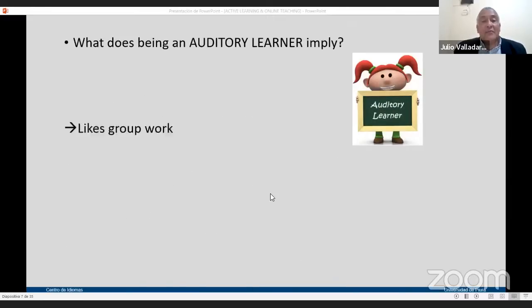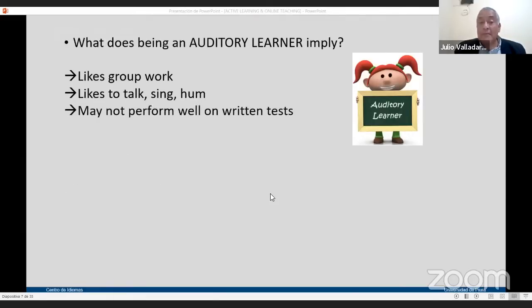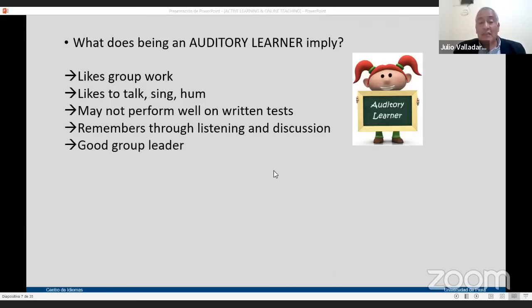Auditory learner: likes group work, likes to sing, talk, hum, may not perform well on written tests, remembers through listening and discussion, is a good group leader, relates to the world through his or her ears.